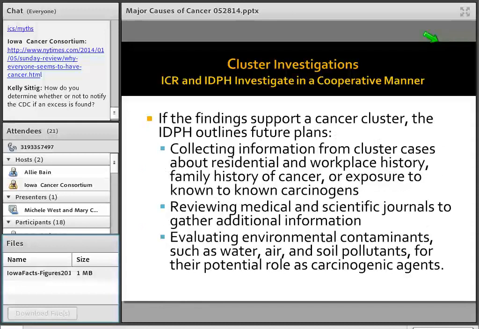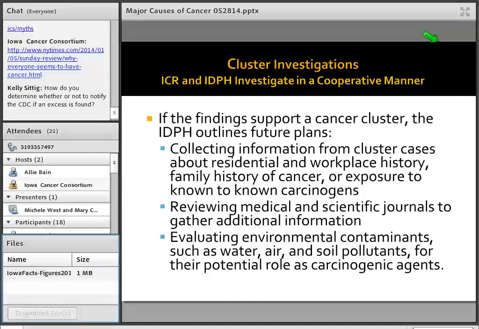Okay. Then if the findings support a cancer cluster, the IDPH outlines the future plans. So it's up to them if they want to call CDC. If they work with them, they could then go out and collect more information from the cluster cases about residential and workplace history, family history of cancer, or any exposure to known carcinogens. They can review medical and scientific journals to gather additional information, and then they can go out and actually evaluate environmental contaminants such as water, air, and soil pollutants.